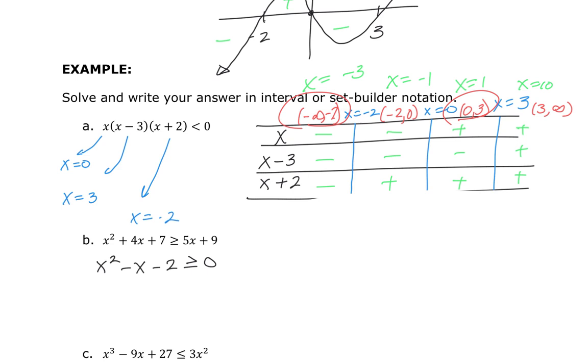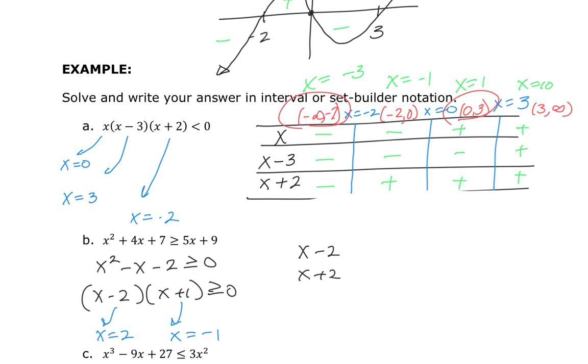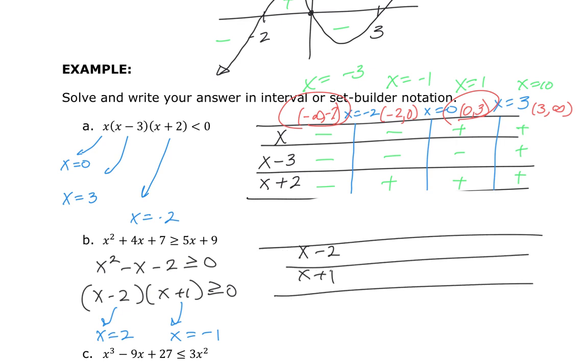Now I have to factor this, so I have x minus 2 and x plus 1 is greater than or equal to 0. This produces x is equal to 2. This produces x is equal to negative 1. So I'm going to come over here and build my sign chart. So x minus 2 is the first factor, and x plus 1 is the second factor. And when I build my sign chart, it is not important, by the way, how I order my factors.